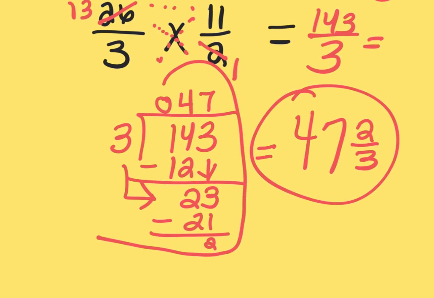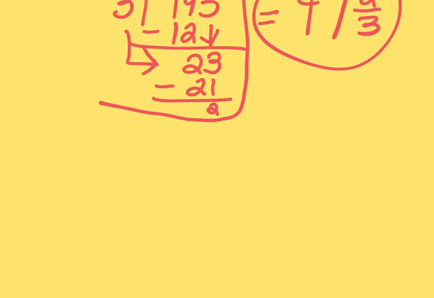Take your time when you're multiplying by mixed numbers. Don't get in such a hurry that you make careless errors, because if you do that, you will have a little trouble. So take your time. Don't get in a hurry. Just take your time.